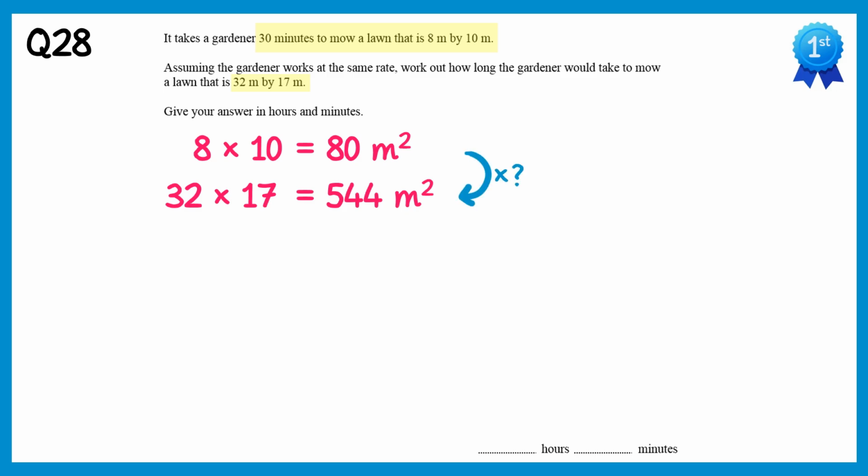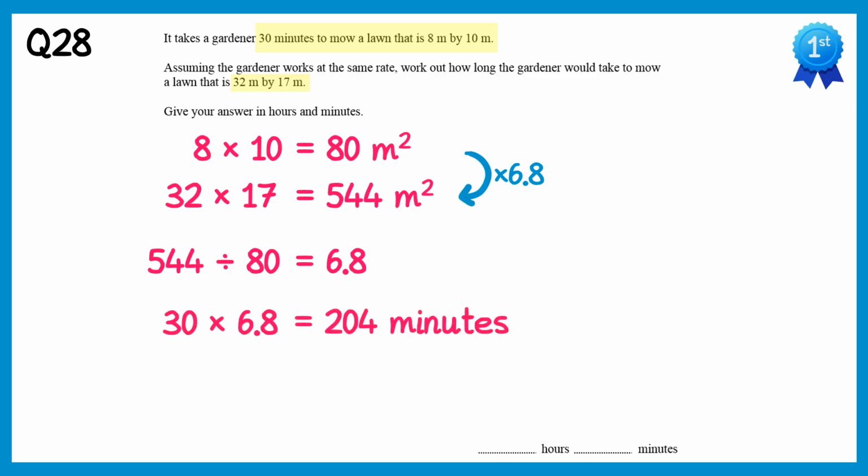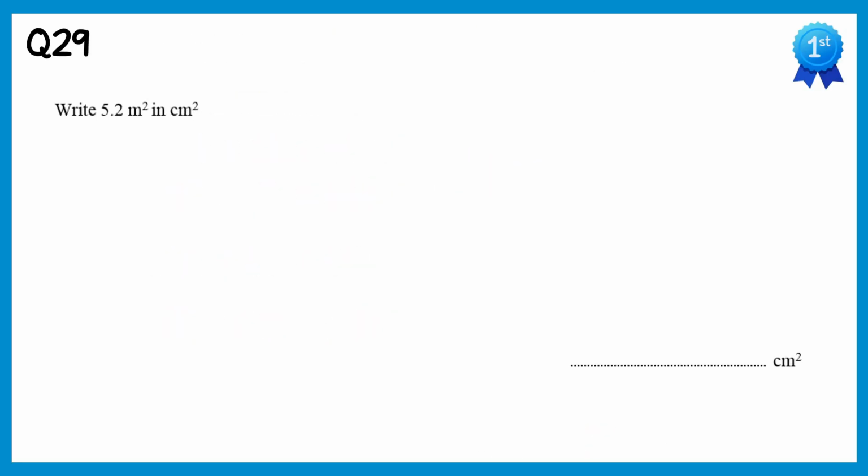To do this, we do 544 divided by 80, which gets you 6.8. So the lawn is 6.8 times larger, so it will take 6.8 times as long. So the smaller lawn took 30 minutes, so 30 times 6.8 gives you 204 minutes. Since there are 60 minutes in an hour, this is the same as 3 hours and 24 minutes.